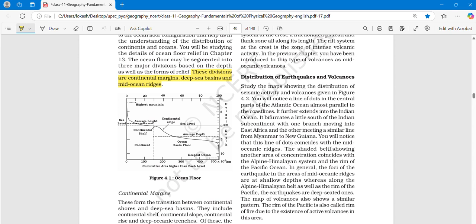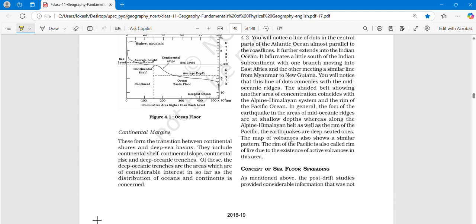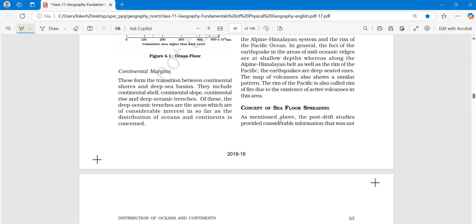We'll notice that these lines of dots coincide with the mid-ocean ridges. The shade belt shows another area of concentration. Foci of earthquakes in the areas of mid-ocean ridges are at shallow depths, whereas along the Alpine-Himalayan belt as well as the rim of the Pacific, the earthquakes are deep-seated ones. The rim of the Pacific is called the rim of fire due to the existence of active volcanoes in the area. Concept of seafloor spreading.